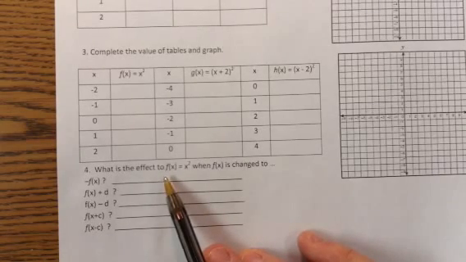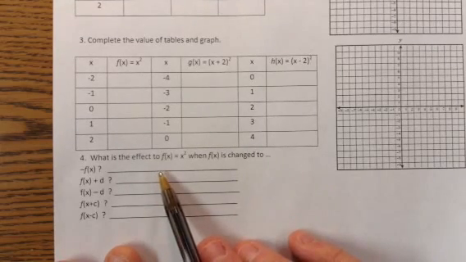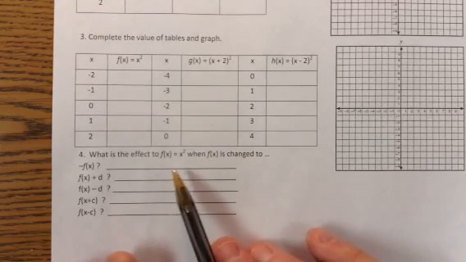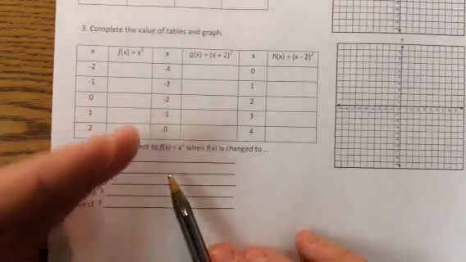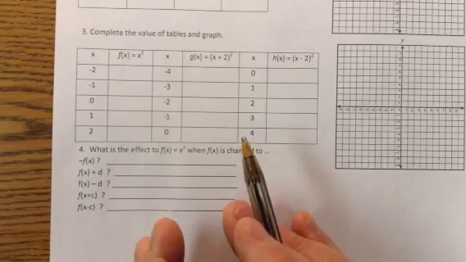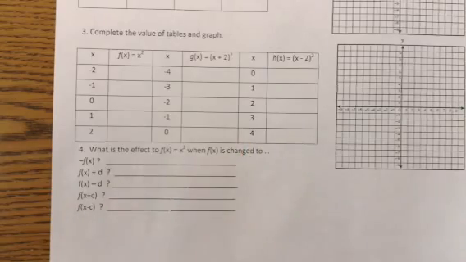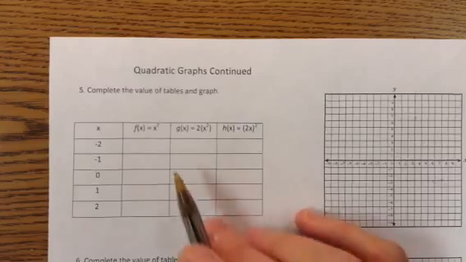Remember with our lines we said it was steeper, flatter, or it translated up or down. We're going to use similar words down here. We're going to use shift right, shift left. We're going to translate up and down, and we're going to get wider and skinnier. So there's a lot of things happening here. Remember, continue the investigation on the back.